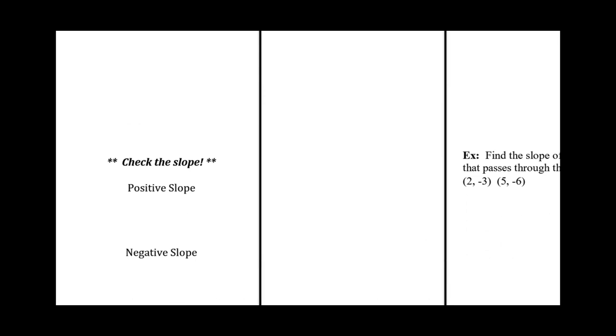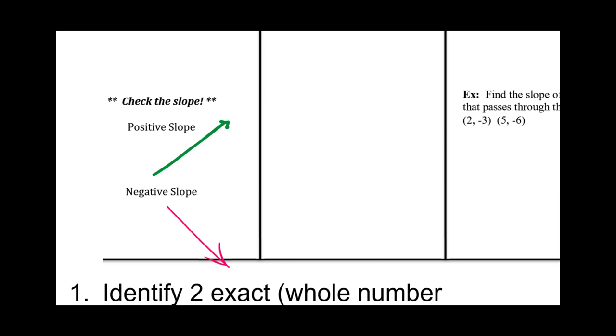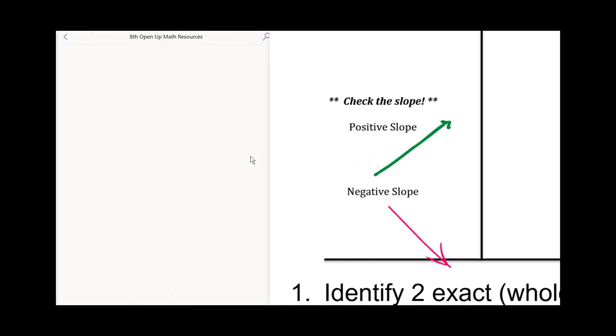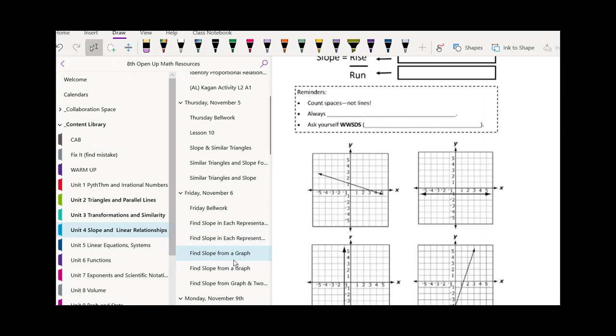And if you need me to draw you again, a positive slope will go up from left to right, and a negative slope will go down from left to right, okay? So all of that should fit, try to make it fit right here on the inside of that flap. So I want to take you to the next page here, finding slope from a graph.